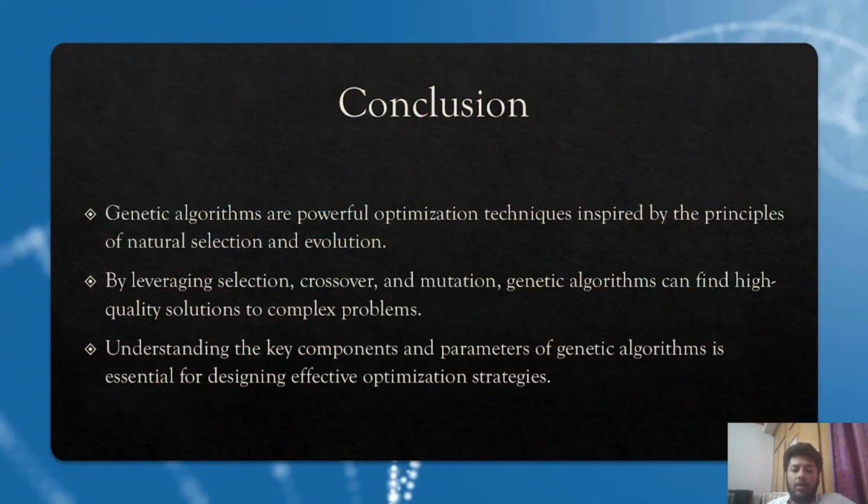So, in conclusion, these algorithms are powerful optimization techniques inspired by principles of natural selection, as we just saw. And by leveraging selection, crossover, and mutation, genetic algorithms can find high quality solutions to complex problems. And understanding the key components and parameters of these algorithms is a tough part, but it is essential for designing effective optimization strategies, and these are yet to be studied. So it is a pretty evolving field.